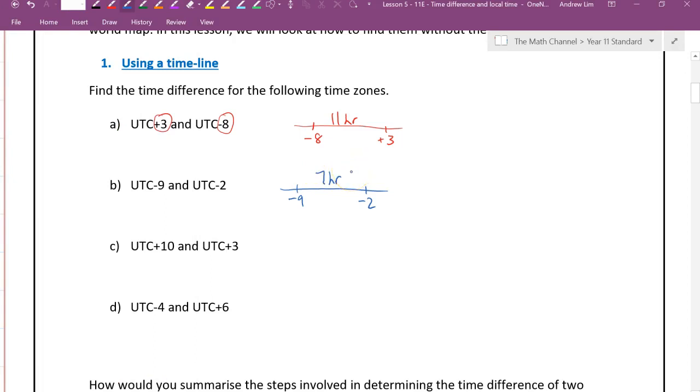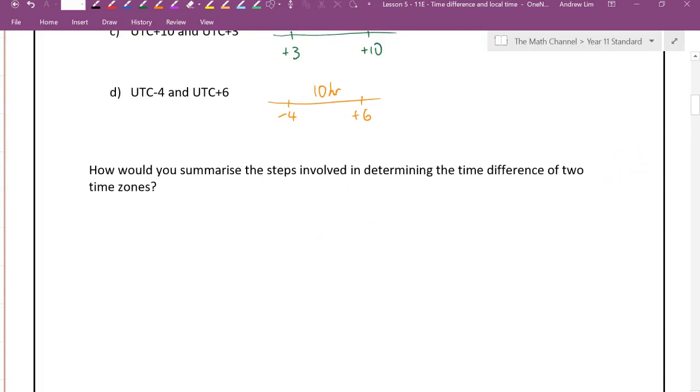Pause the video, have a go with C and D. Right, C, we've got plus 3 here and plus 10. 10 minus 3 is 7, so this one is also 7 hours. And question D, minus 4 lies to the left of positive 6. 6 minus 4 is 10, so this has a 10-hour difference between these two time zones.